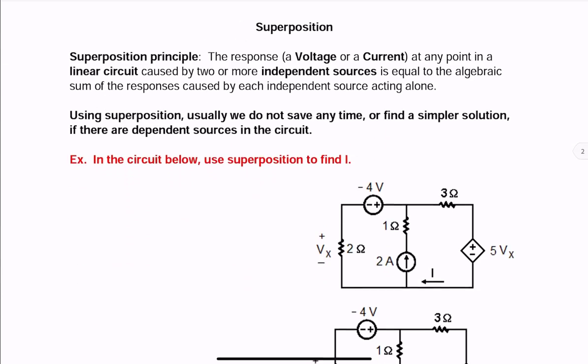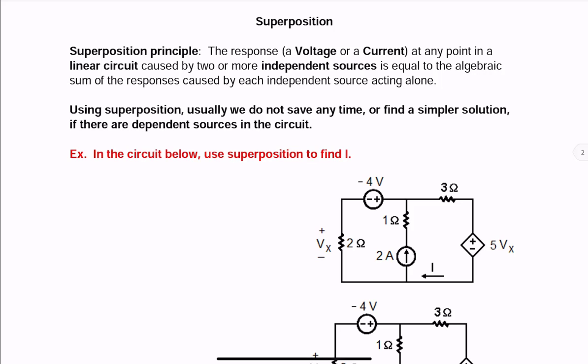To do a very quick review, superposition says the response, a voltage or a current, at any point in a linear circuit caused by two or more independent sources is equal to the algebraic sum of the responses caused by each independent source acting alone. Emphasis on independent source. If you have dependent sources, they will remain in the circuit.